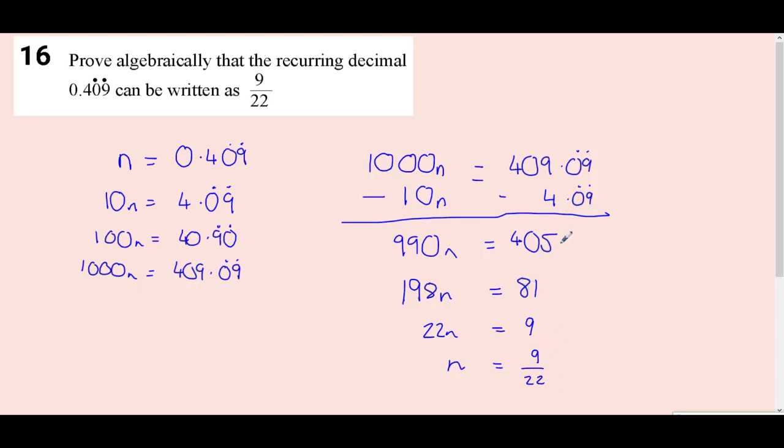You could also, at the first stage there, have written n is equal to 405/990 and then simplified as fractions rather than simplifying the equation. You'd probably get 2 or 3 marks on this question. The first one would be for writing any of 10n, 100n, 1000n. Second mark would be for a correct approach to eliminate the recurring part. The third mark would be for the full proof.